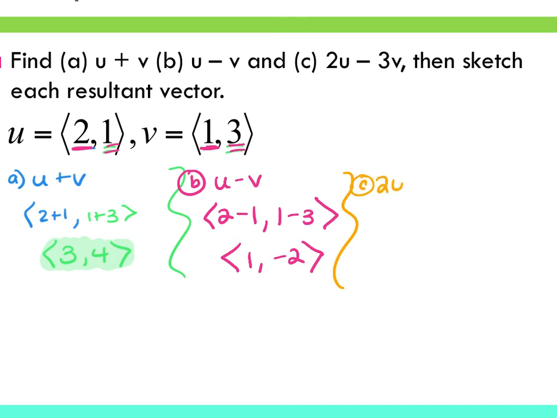C is 2u minus 3v. So I'm going to take the 2, multiply it in on the 2, 1, and then take the negative 3 and multiply it in on the 1, 3.